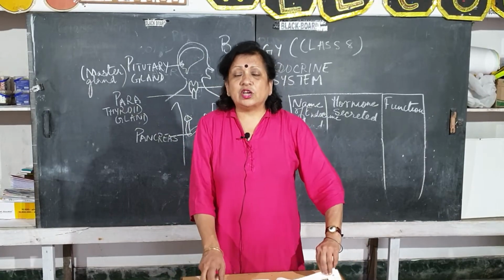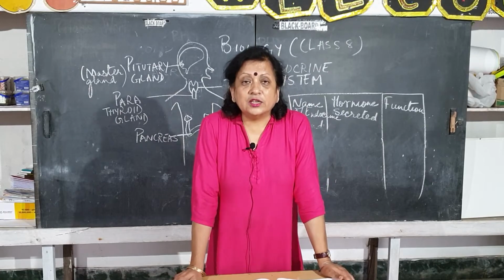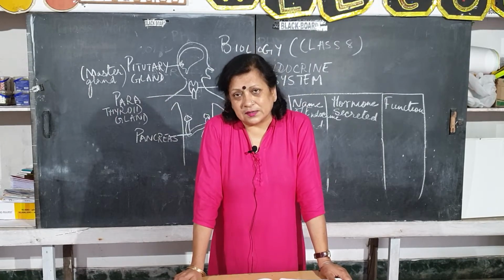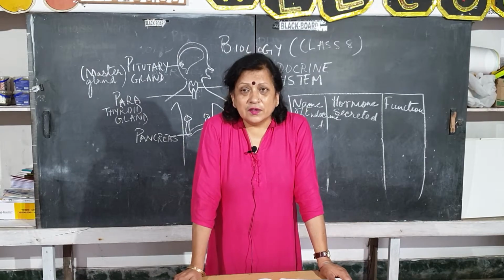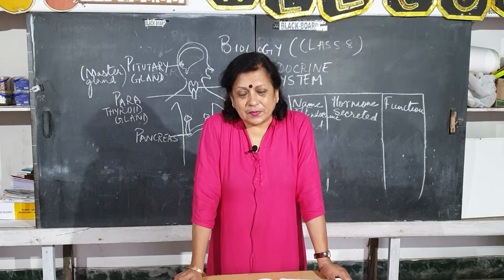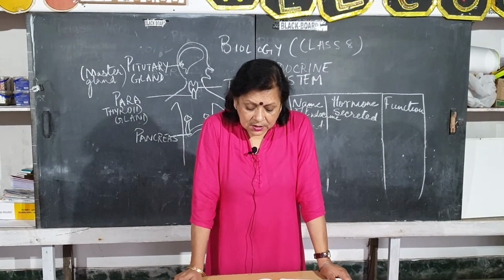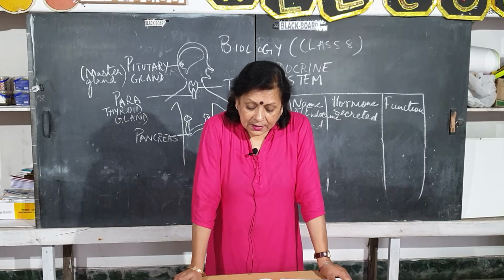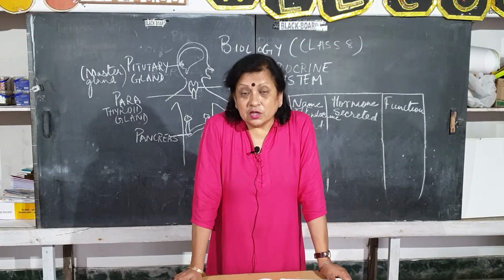Today we'll begin with the chapter The Endocrine System in Human Beings, page 57. Now, what is this endocrine system? The endocrine system, as we know, consists of certain glands which, along with the nervous system, controls the total functioning of the human body. That is, it makes the body work together.